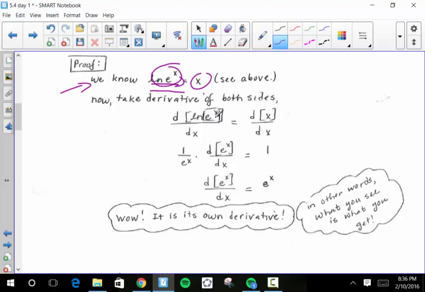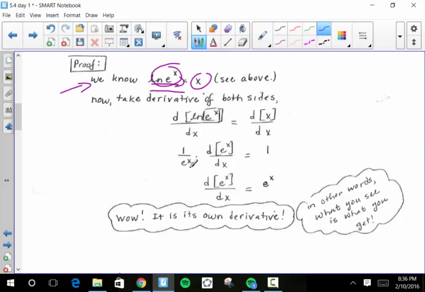Now, when we take the derivative of natural log of e to the x, what do we get? Well, we get 1 over the inside, that's this, times the derivative of the inside, which is this, but we don't know what that is, right? We were trying to prove the derivative of this, so we'll leave this as this. And now let's take the derivative of the right side. The derivative of x is just 1, so we're at this point now.